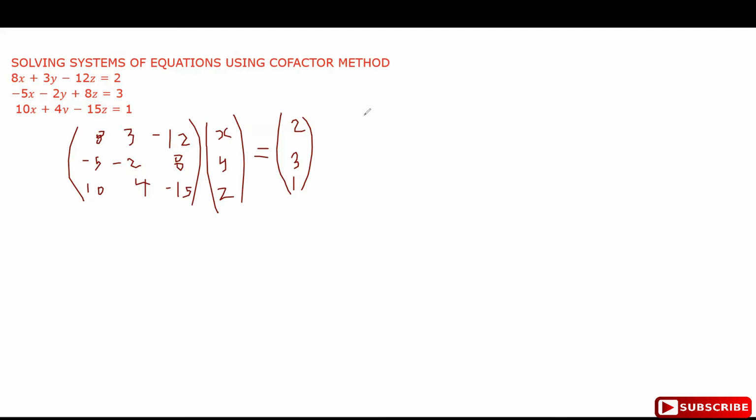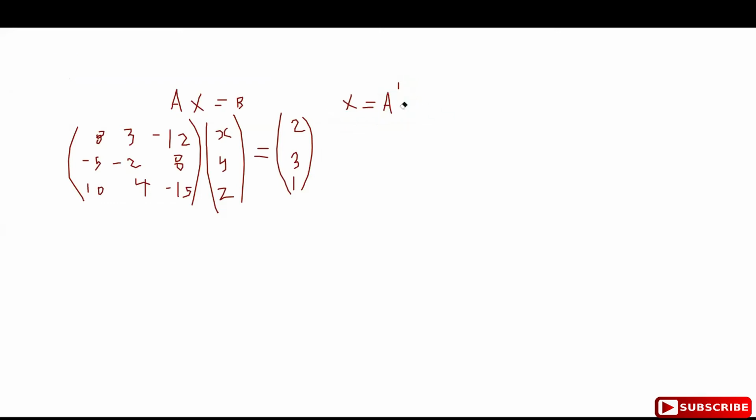Since this is what we have now, we need to use the cofactor method. Remember the cofactor method: this is in the form AX equals B. With the cofactor method, you're trying to put it in this form: X is equal to A inverse times the matrix B. This is how we're going to find the unknown matrix X. So what we need to do is find the inverse of this matrix right here.